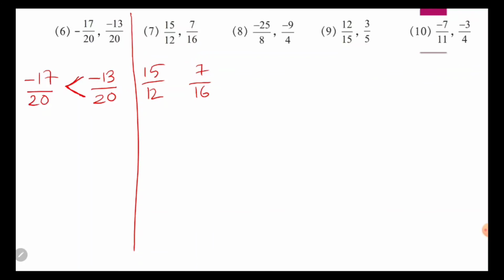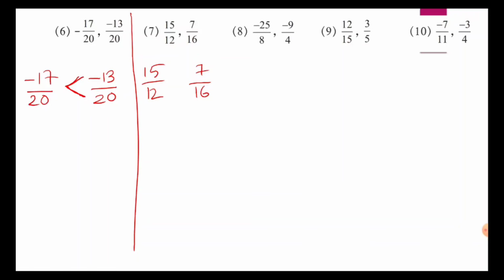Now there is a problem over here. Why is there a problem? Because with 15/12 and 7 upon 16, we can see that both the denominators are different. So first of all, before comparing, we have to equalize the denominator. Now, we could just directly cross multiply it. But if we directly cross multiply this 16 with this 15 and this 12 with 7, the answer will be really very big.